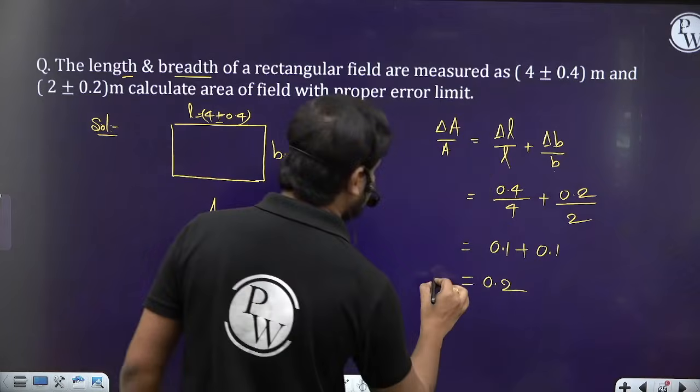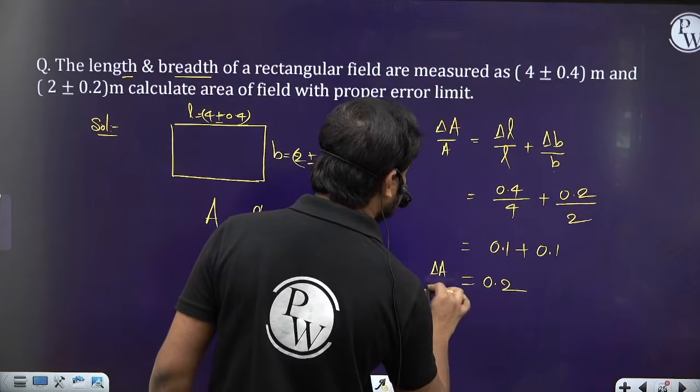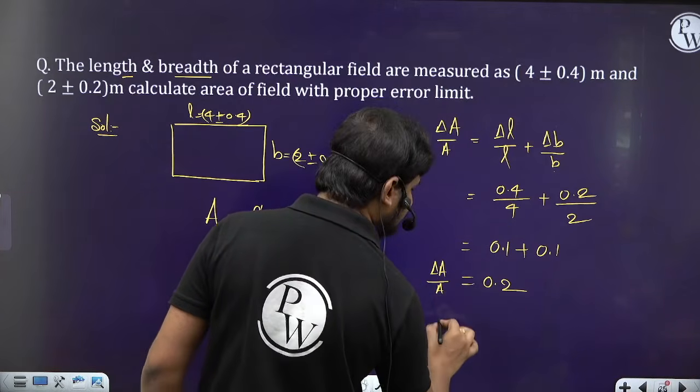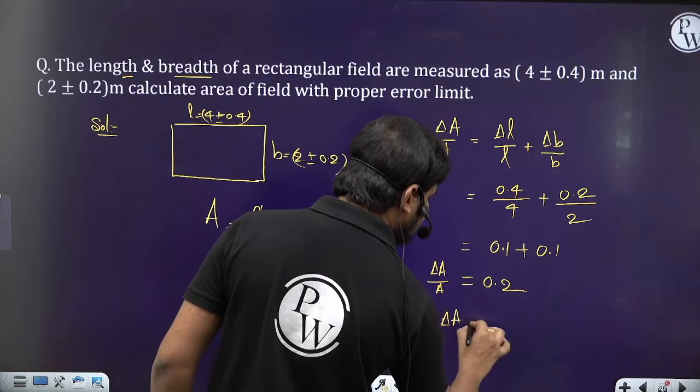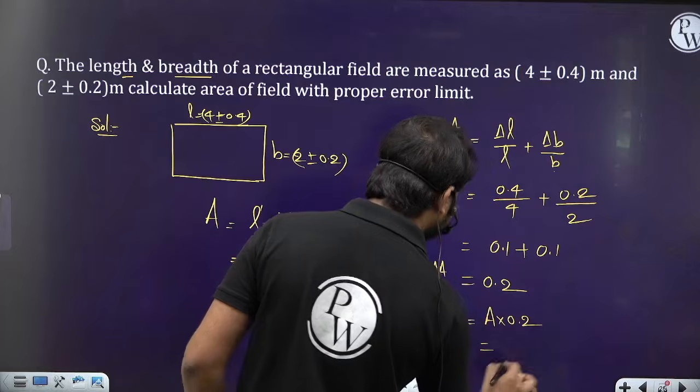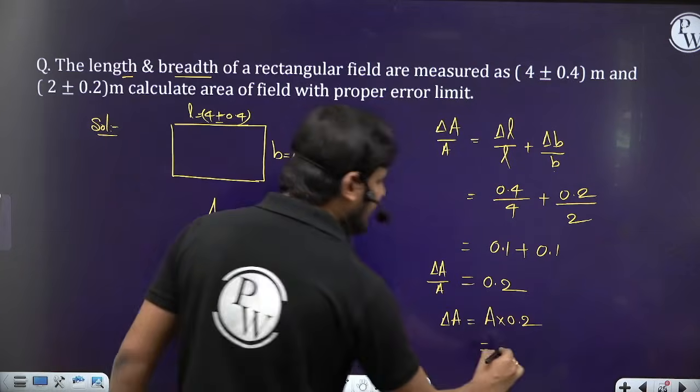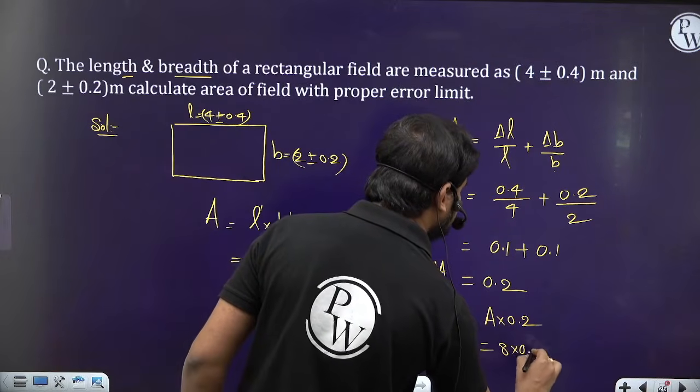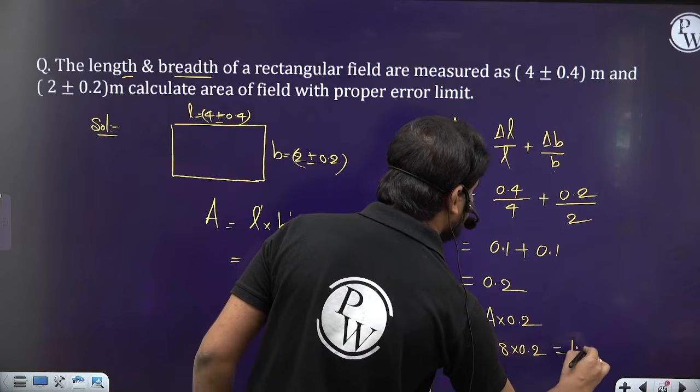So therefore delta A by A is equal to 0.2. But what we need is delta A. Delta A is equal to A into 0.2. So what is the original area? The original area is 8. So 8 into 0.2, which comes out to be 1.6.